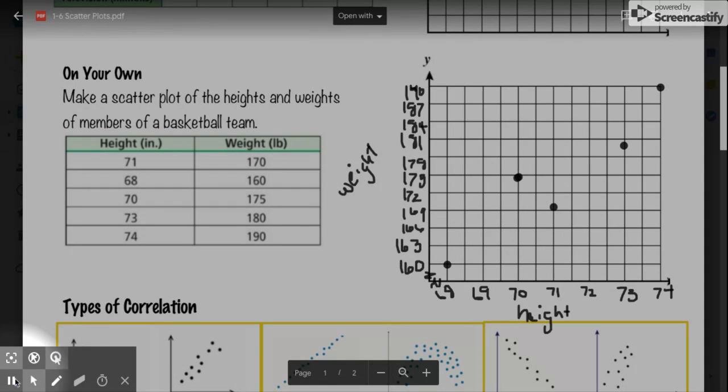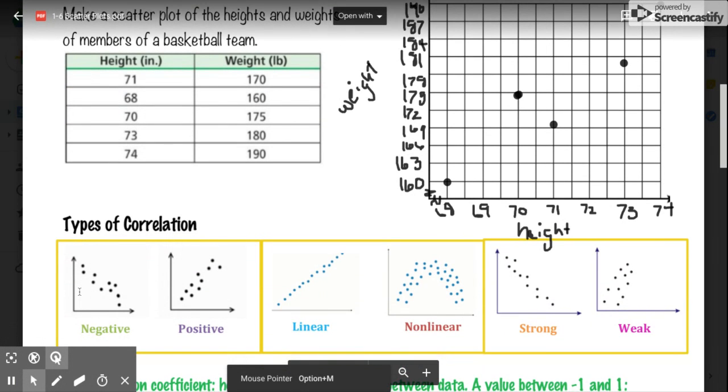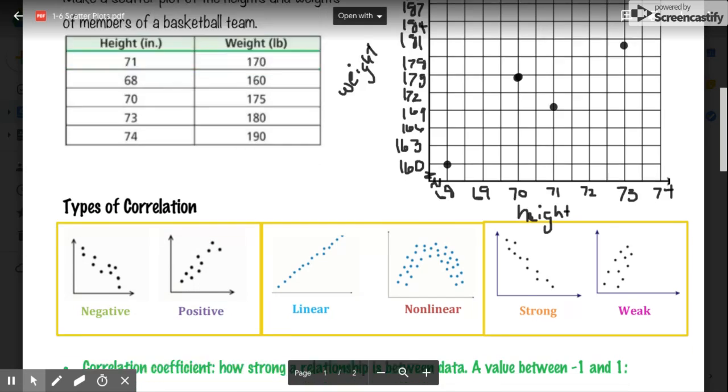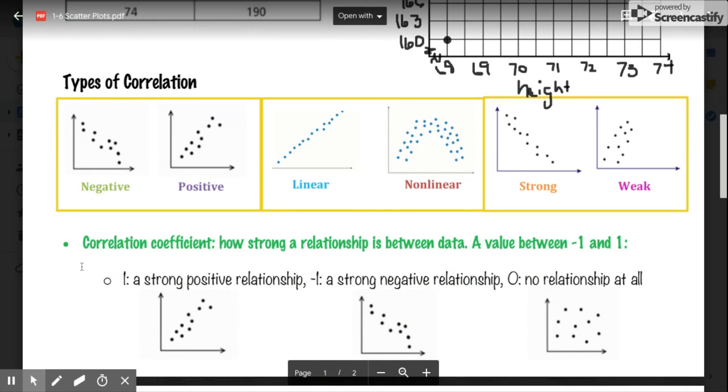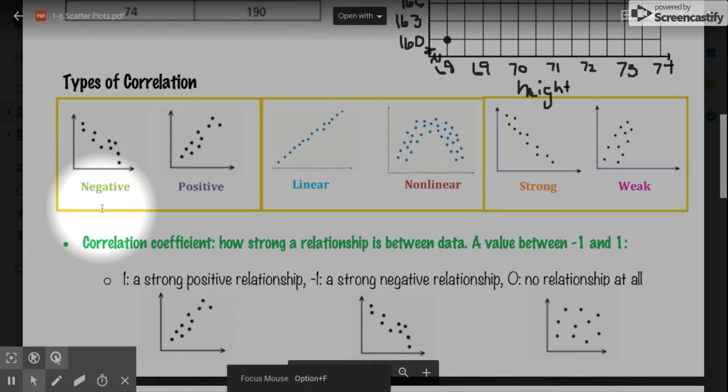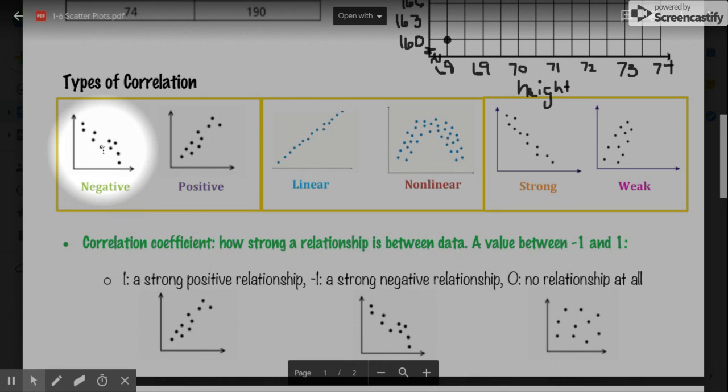So now we're actually going to talk about the correlation and how the data relates to each other or doesn't relate to each other. The first type is positive and negative correlation. Negative correlation means that the points are going down. Positive means that it's going up.